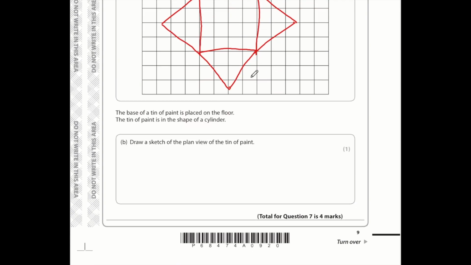Okay, so the base of a tin of paint is placed on the floor. The tin of paint is in the shape of a cylinder. So let's just do a quick sketch of a cylinder. So it's a circular prism. The top face is a circle, and the plan view, we're looking at it from above. So all we will see is a circle. Done.